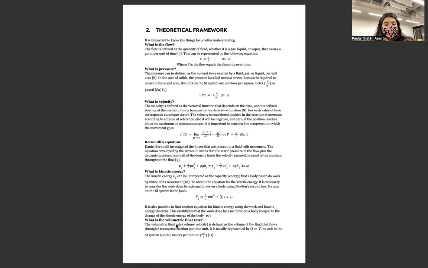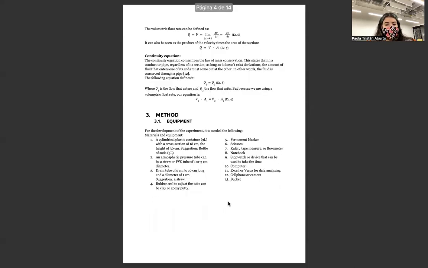An important thing to know is the volumetric flow rate, which is defined as the volume of the fluid that flows through a transversal section per unit of time. This can be represented by Q, and this is the equation that defines it. This shows a derivative that depends on the time, but also in a simpler way it can be seen as the velocity times the area of the section.